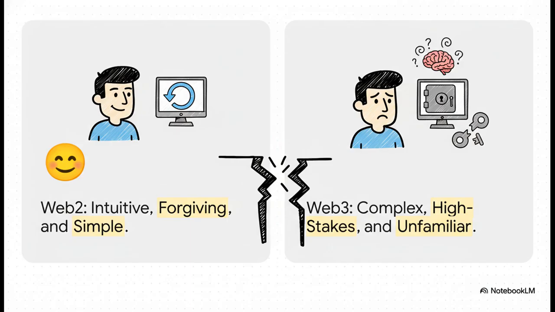In the Web 2 world we're all used to, things are pretty forgiving. You forget your password? No problem, just click reset. But Web 3 is a totally different universe. The reality is, it's complex, it's unfamiliar, and the stakes are incredibly high. Once a transaction is on the blockchain, it's there forever. There's no customer support line to call, no forgot my password link for your assets. The undo button just doesn't exist.